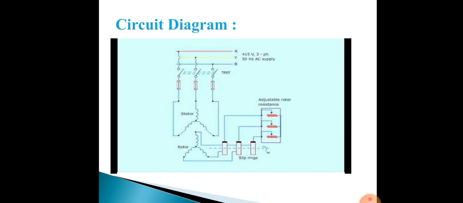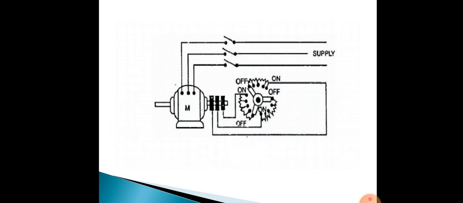The value of starting current is adjusted by introducing a variable resistance in the rotor circuit. At the time of starting, the full resistance is included and hence the starting current is reduced. Next we cut out the resistance; that means the resistance is gradually cut out of the rotor circuit as the motor speed increases. This is the internal circuit diagram of the rotor resistance starter. The resistances are connected in the rotor circuit by using the slip rings.